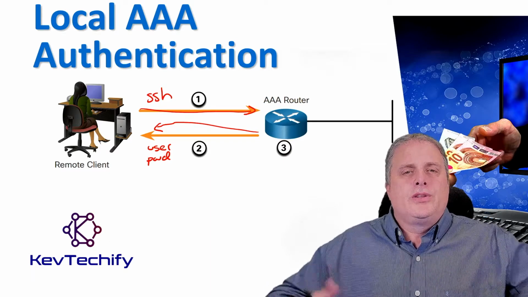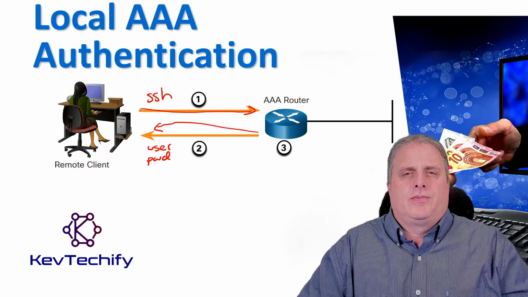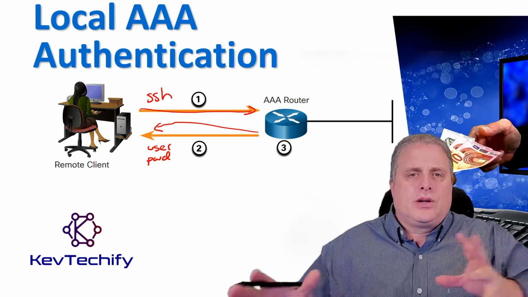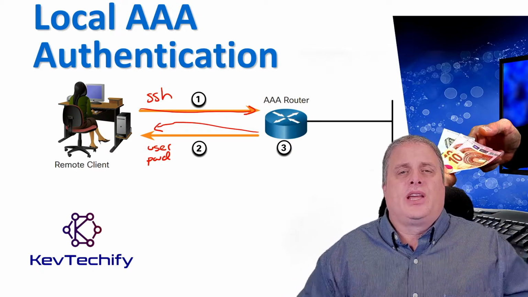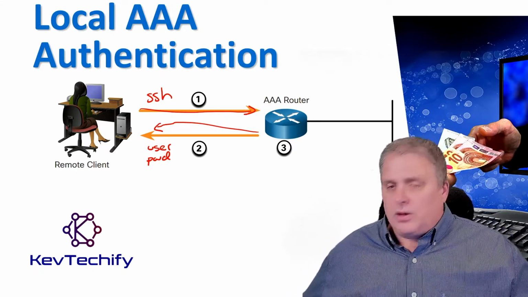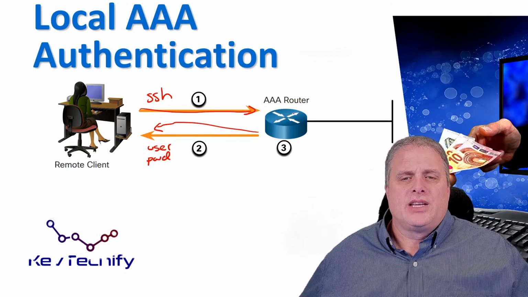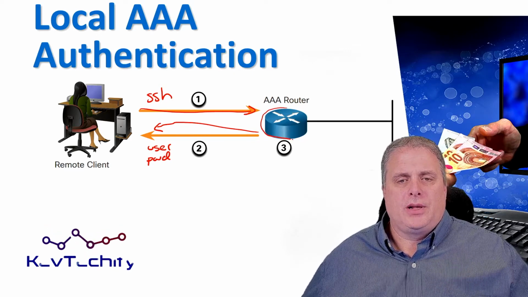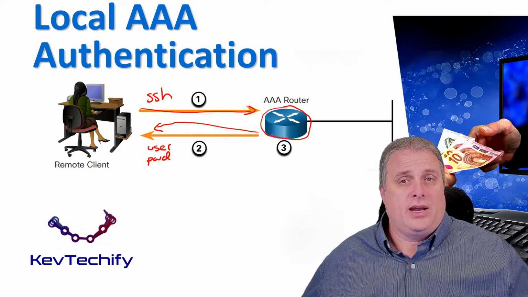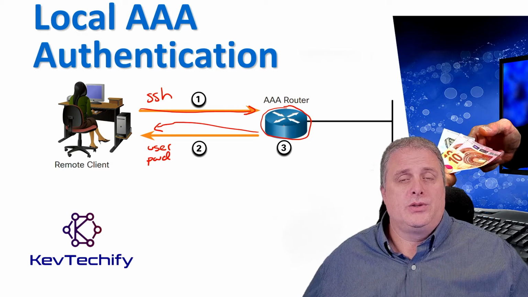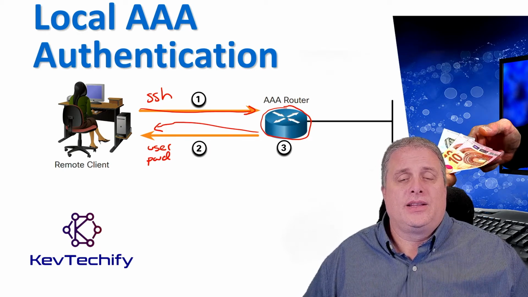Local AAA uses a local database for authentication. Now, this method is sometimes also known as self-contained authentication. All of the authentication is stored on this server. Typically what we do is create a user here and set the username and password on that device.